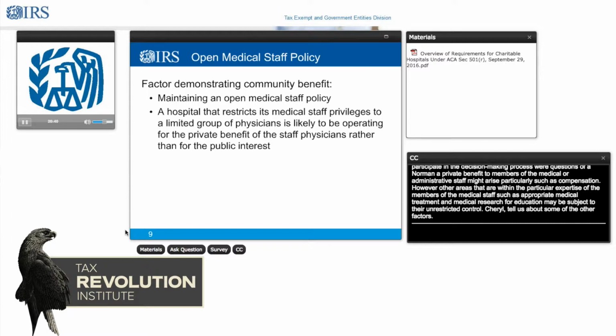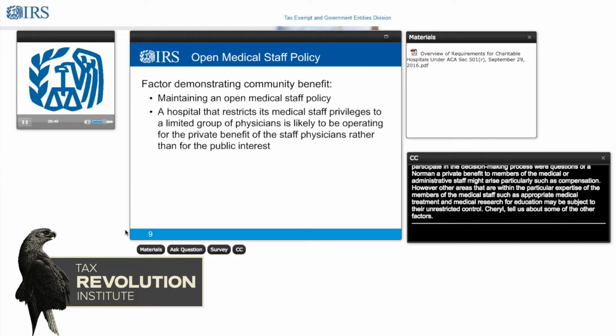A hospital that restricts its medical staff privileges to a limited group of physicians is likely to be operating for the private benefit of the staff physicians rather than for the public interest. By the same token, the hospital does not need to grant medical staff privileges to every physician that requests them to be considered operating for the benefit of the community. Geoff?